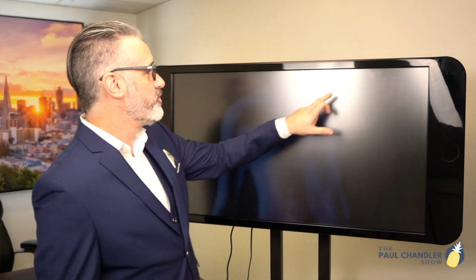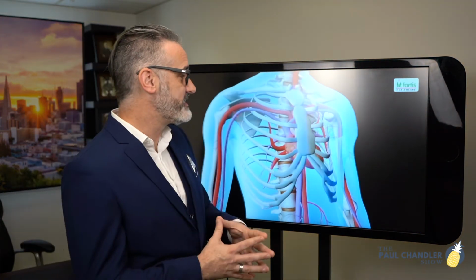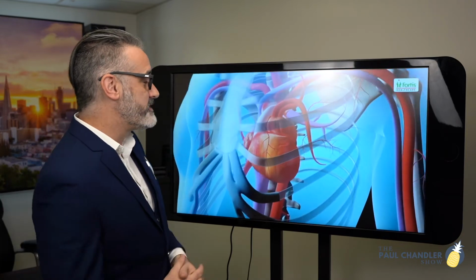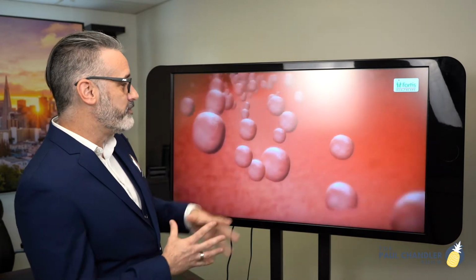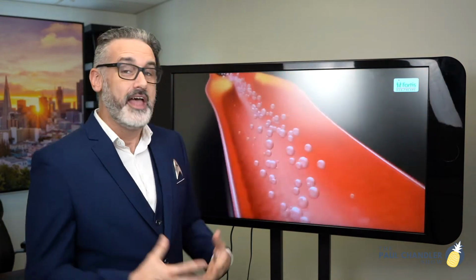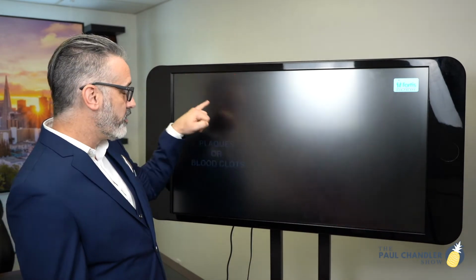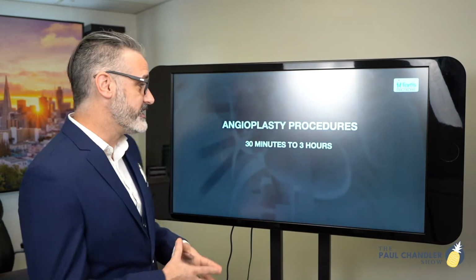So starting out with the coronary angioplasty, in this case we have the computer animated video of the patient, and we see the heart inside. The problem is that when the blood flow is going through, there's a blockage in the blood vessel that occurs, either through plaque or through blood clots. So what the doctor has to do is what's called the angioplasty procedure.